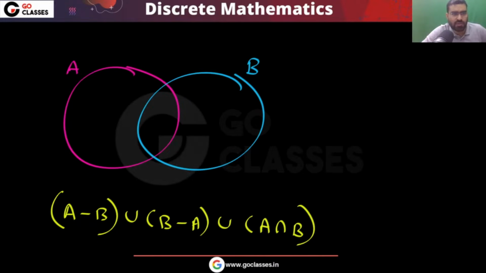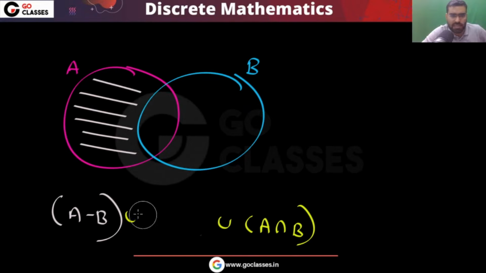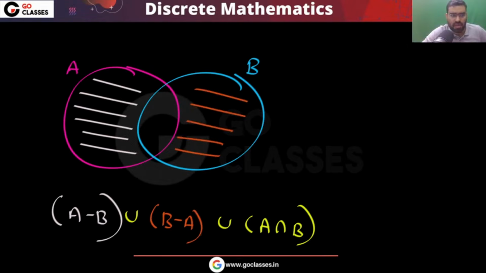Let me tell you one by one. First of all, let's see what is A minus B. A minus B is this area, the white area. Now let me tell you what is B minus A. Which area is B minus A? So this area is B minus A. And finally, which area is A intersection B? This area is A intersection B.